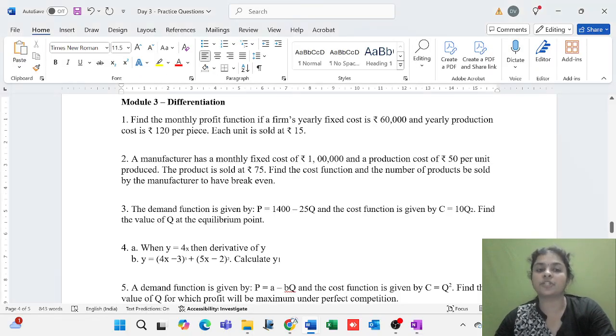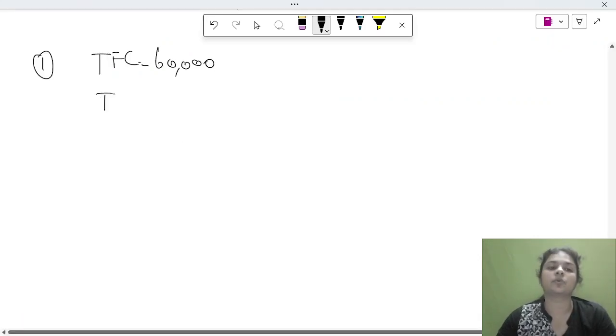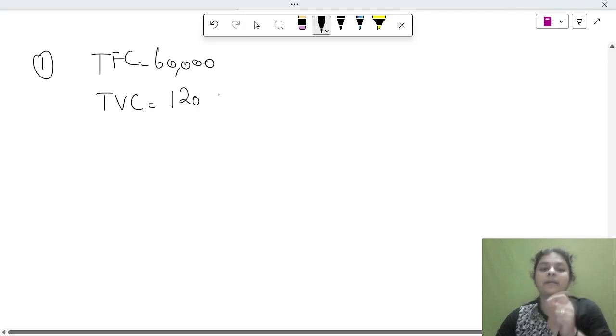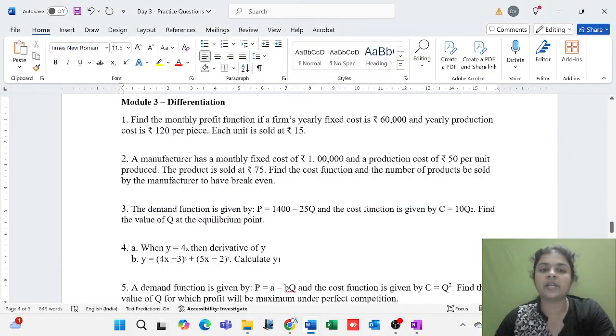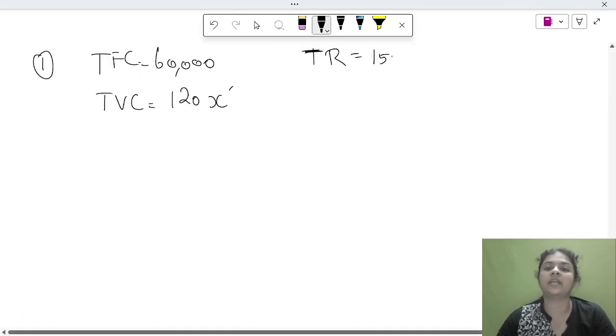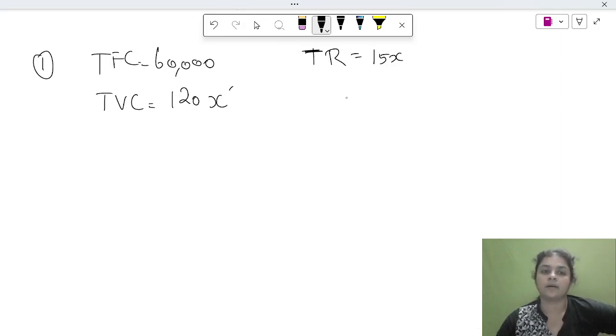What is the total production cost? Variable cost 120 per piece. So total variable cost is 120 into x, where x is the number of output. You can either use x or q, whatever is there in the question you can use. Now coming to total revenue. It is sold at 15 rupees per piece. So 15x.